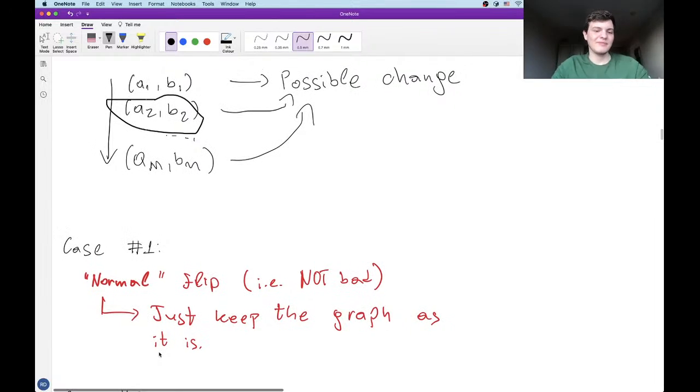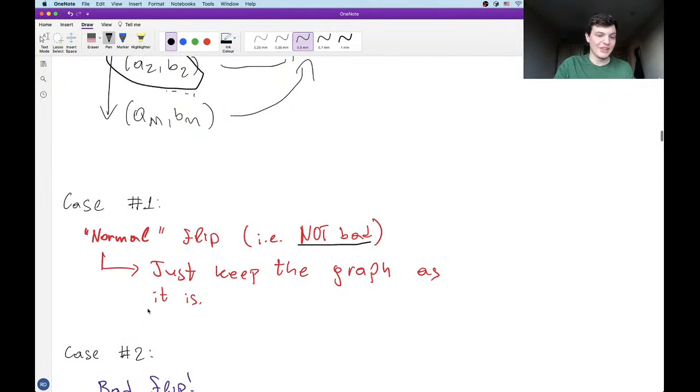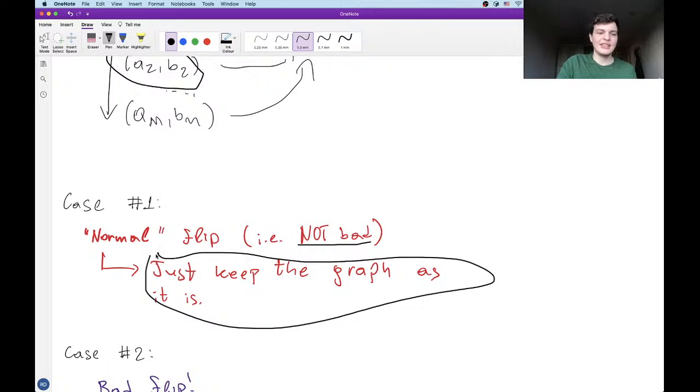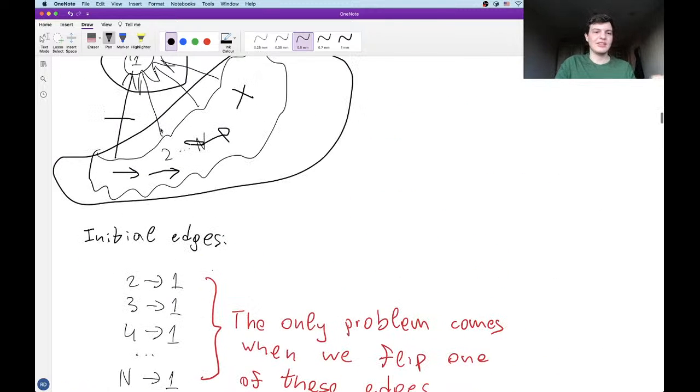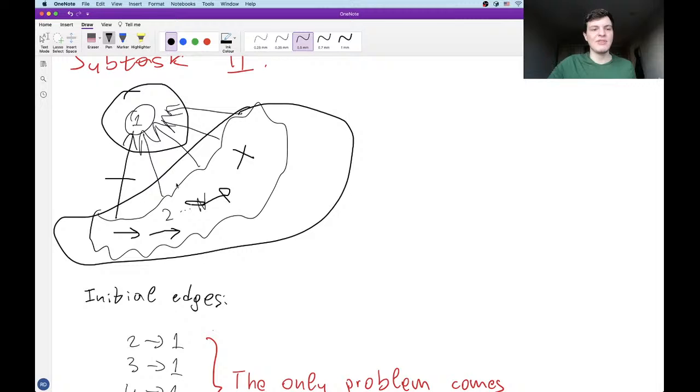The first case is a normal edge, or not a bad edge. And we just keep the graph as it is. That's basically what I explained, because it doesn't really change the structure or the strong connectivity of the whole graph. You can go from every vertex to 1, but you can't go from 1 to anything else.